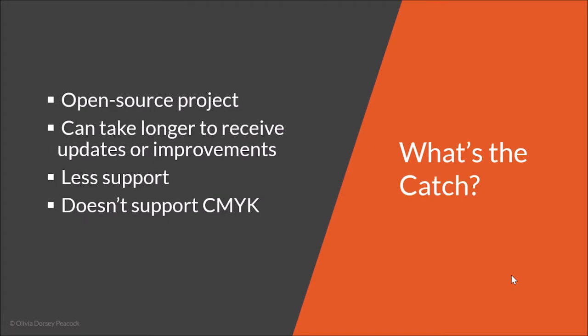So, as you would want to do for any free tools that you're using, you want to ask yourself what the catch is. So with GIMP, GIMP is an open source project, meaning that its code is freely available for people to access and to improve upon if they would like, which can be a good thing or a bad thing. It can take longer to receive updates or improvements with GIMP. And there's also less support with GIMP as well.